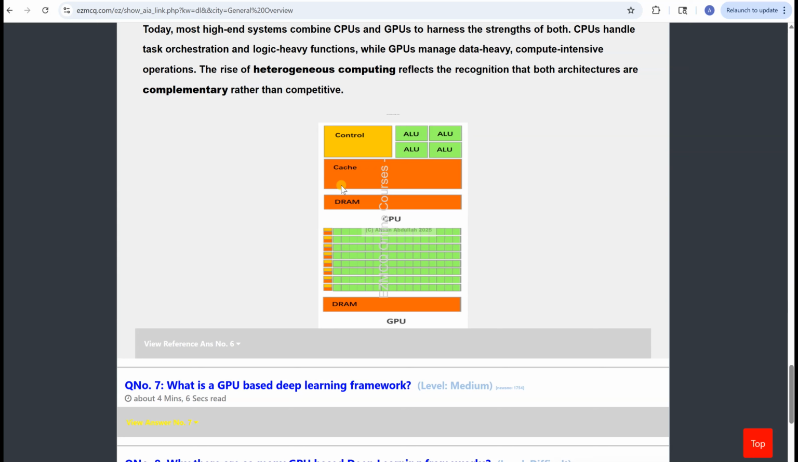The differences which we can see is that CPUs have fewer ALUs. They are fewer in number, performance cores, and they are optimized for sequential and general purpose computing, because this architecture was developed when AI was not mainstream.